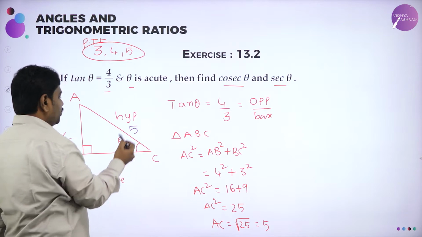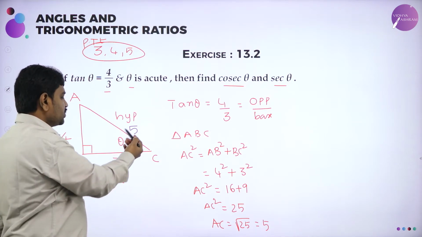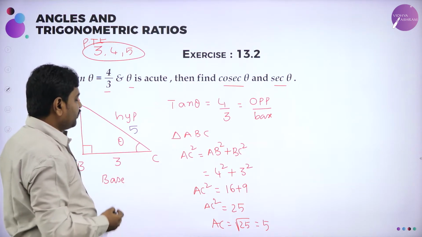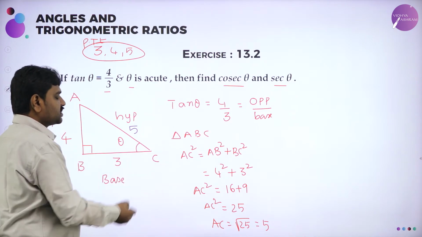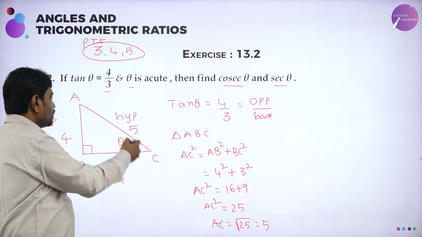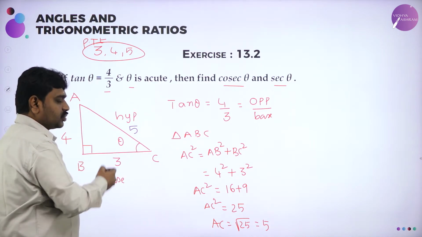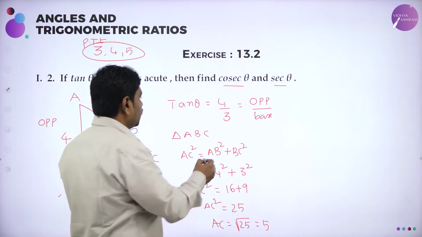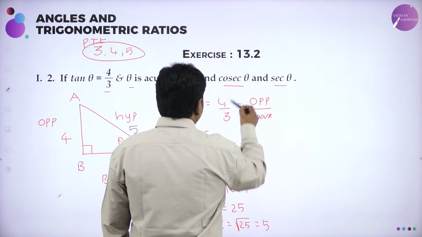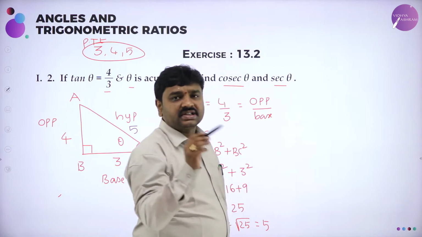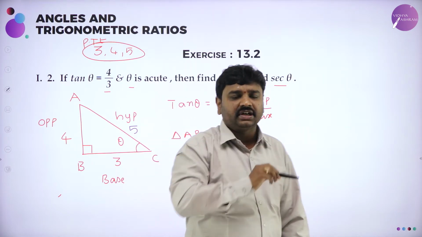So 3, 4 are given, the missing number has to be 5, the missing side hypotenuse will become 5, directly you can write. But if any other number they give, you use the Pythagoras theorem. What is the Pythagoras theorem? Hypotenuse square is equal to side square plus side square. Now we got tan theta. They want you to find cosecant theta and secant theta.